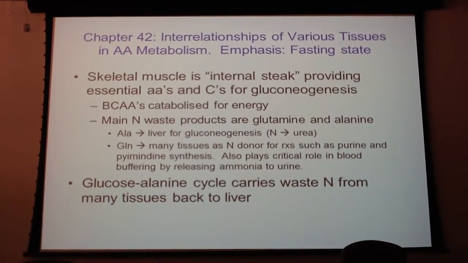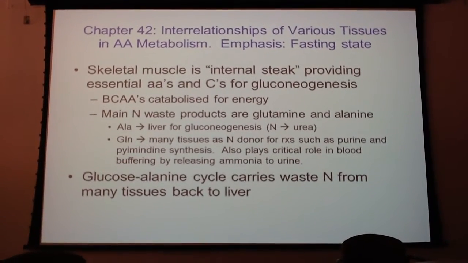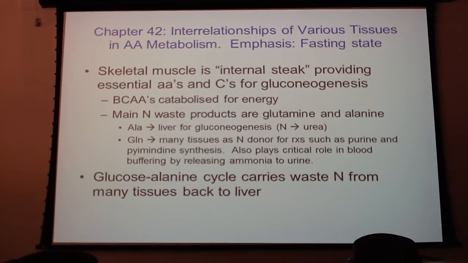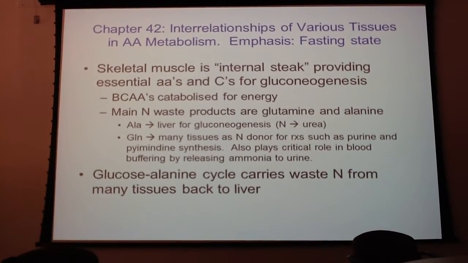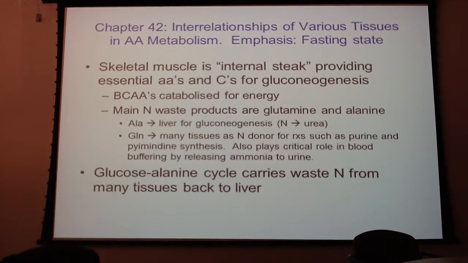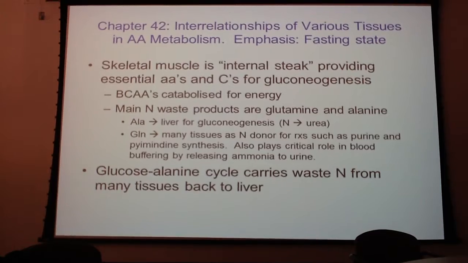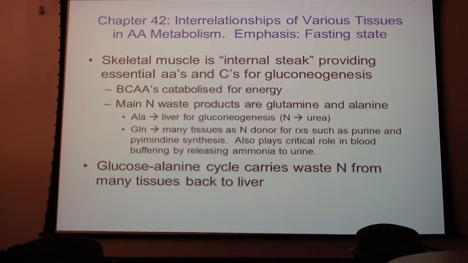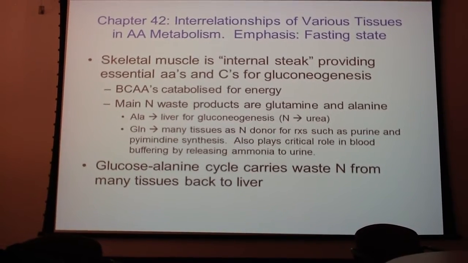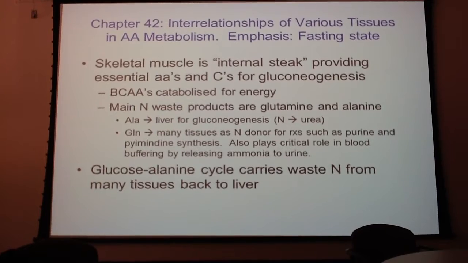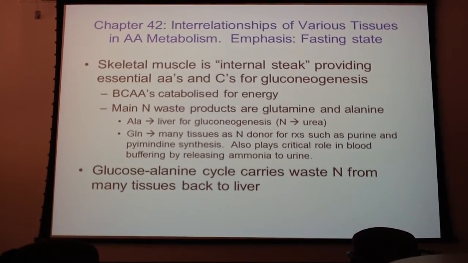This was chapter 42 of Marks, which is interrelationships of various tissues in amino acid metabolism. And we emphasize the fasting state. So, key point: all tissues need all 20 amino acids just about every day for replacing proteins, and then we have tissues that have specialized functions, like the brain has to keep synthesizing neurotransmitters.